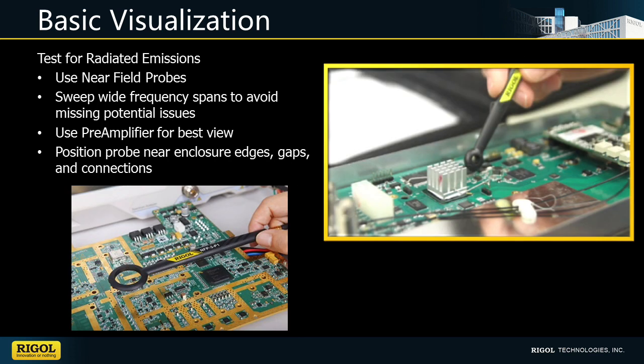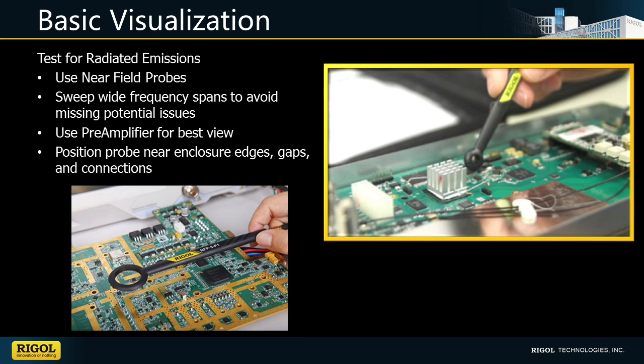Our first test in basic visualization is looking for radiated emissions. Here we typically use a near-field probe, like one of these loop-type probes you see in the pictures. We can sweep wide frequencies. This helps us avoid missing potential issues that might be outside of our span. Typically we use features like preamplifiers to give us the best view.